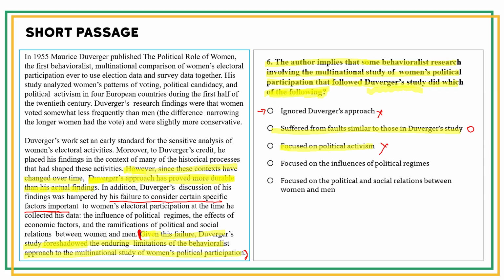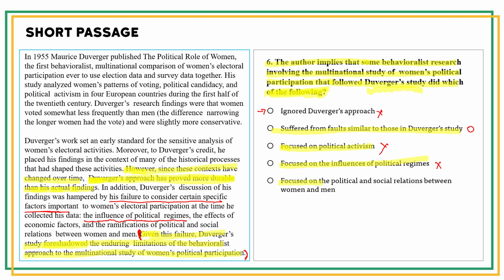Okay. Did they focus on the influences of political regimes? Well, it was a failure of Duverger that he could not consider the influence of political regimes, but then the passage does not tell you that the researchers that followed corrected it or that they focused on it. So yeah, that would be our assumption.